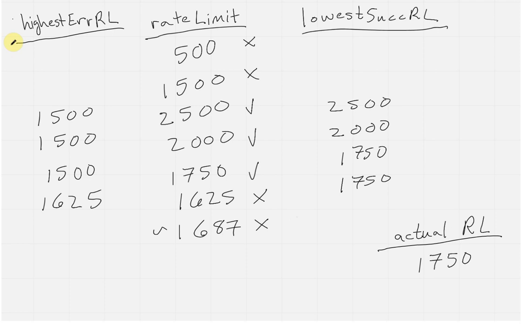So my fix in the code is to detect when the difference between the rate limit and the lowest successful rate limit is less than like 100, and once we get to that point, lock in our rate limit from that point forward at 1750, or the existing lowest successful rate limit.